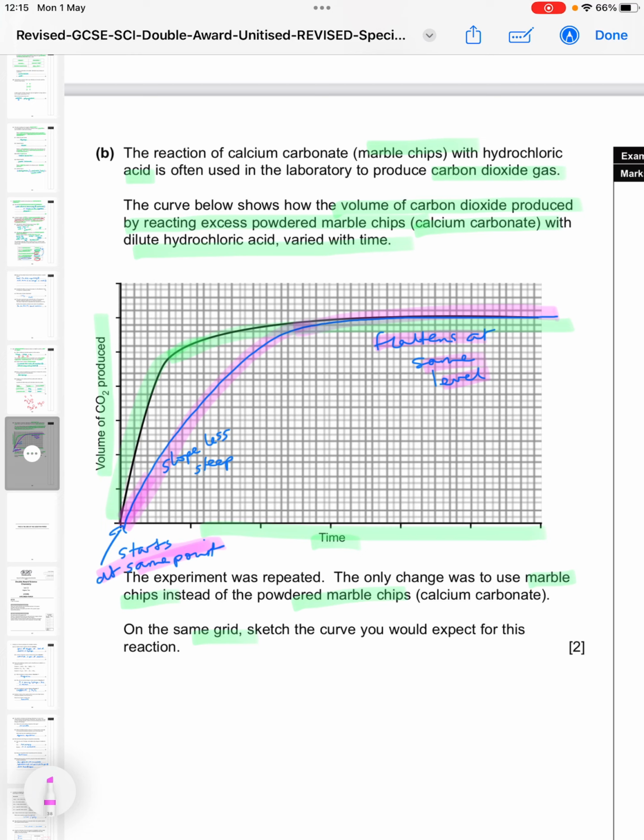Okay, so that's the end of the specimen paper for Unit 2 for foundation.